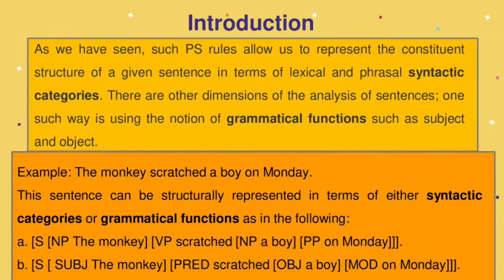As we have seen, such PS rules allow us to represent the constituent structure of a given sentence in terms of lexical and phrasal syntactic categories. There are other dimensions of the analysis of sentence. One such way is using the notion of grammatical function such as subject and object.